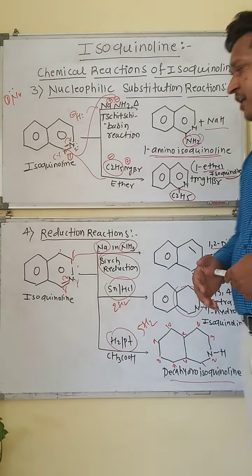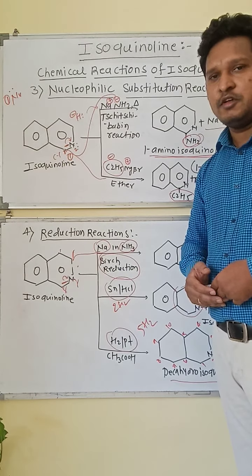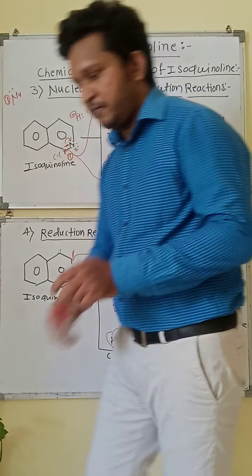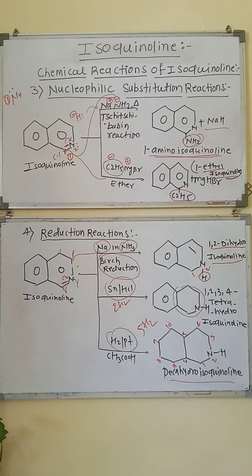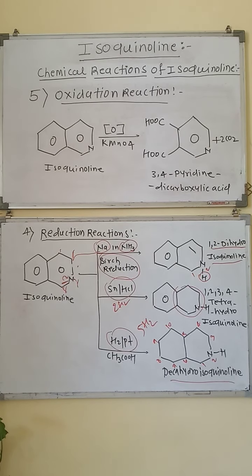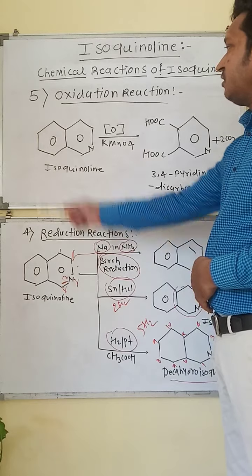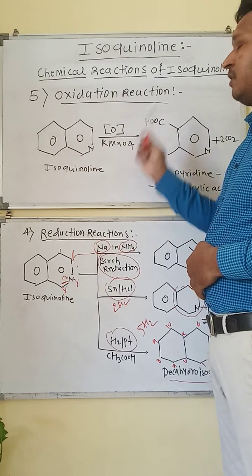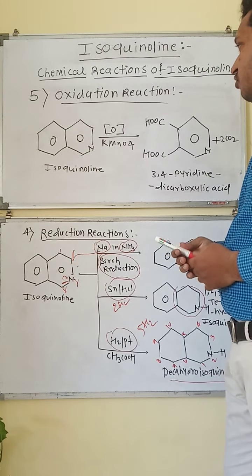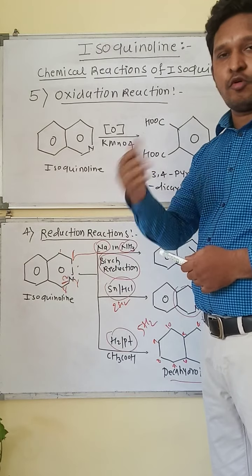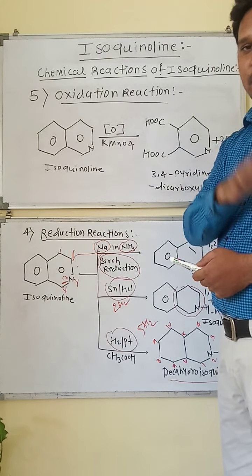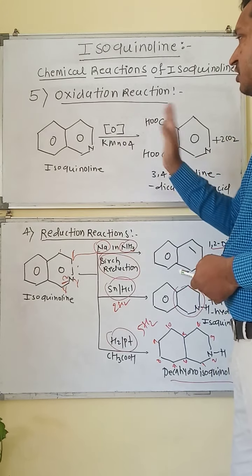Now the next reaction is the oxidation reactions of isoquinoline. The fifth one is the oxidation reactions of isoquinoline. Oxidation means addition of oxygen and removal of hydrogen takes place. This kind of reaction is called an oxidation reaction.